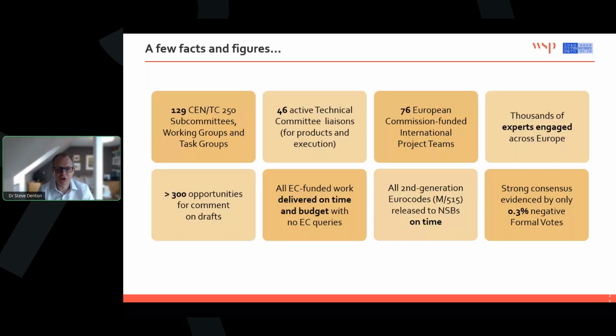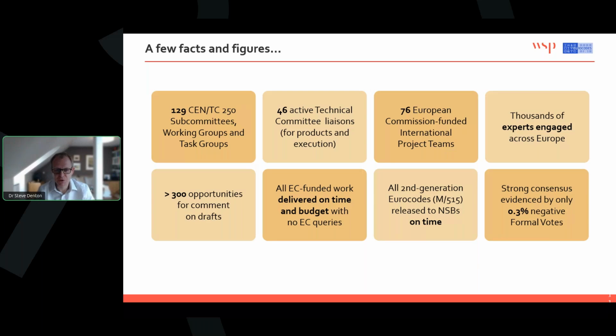And then if we just move to my final slide, I thought it might be of interest to you if I just share a few facts and figures. So CEN TC250, the committee with overall responsibility for the Eurocodes, is really substantial. Last time I counted them all up, we had 129 subcommittees, working groups, task groups involved. So it is a huge organization.